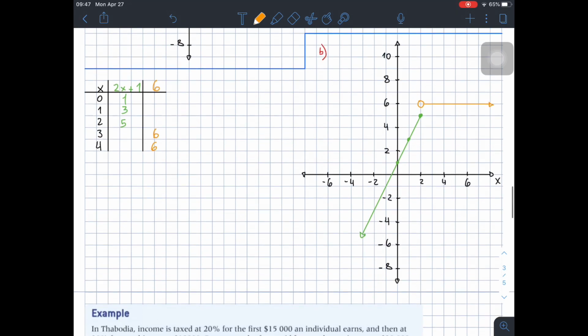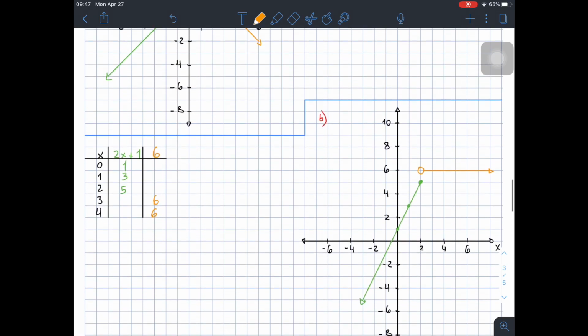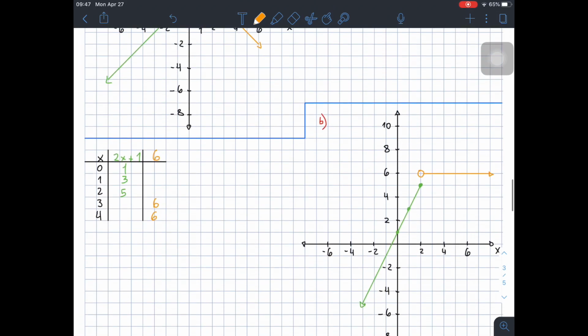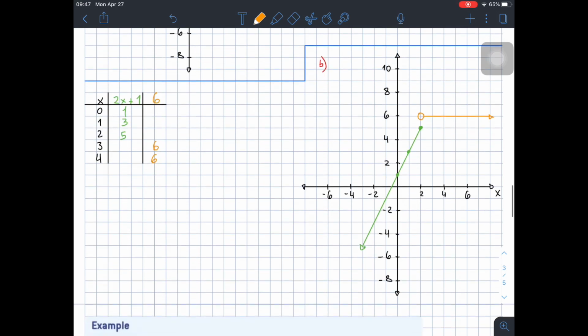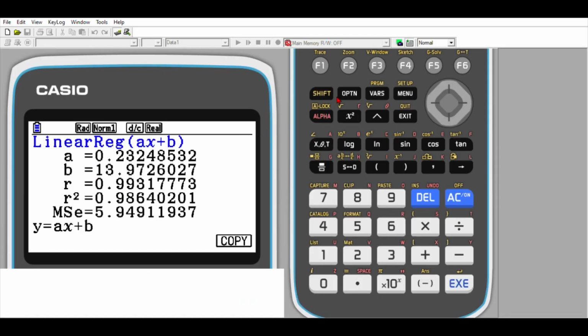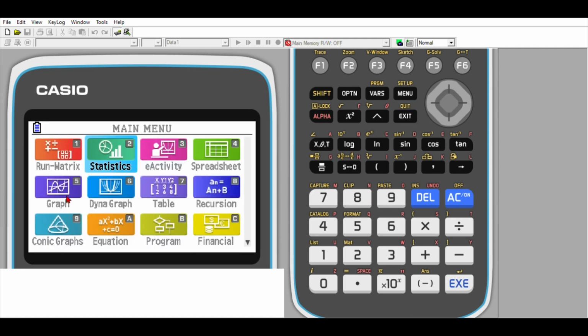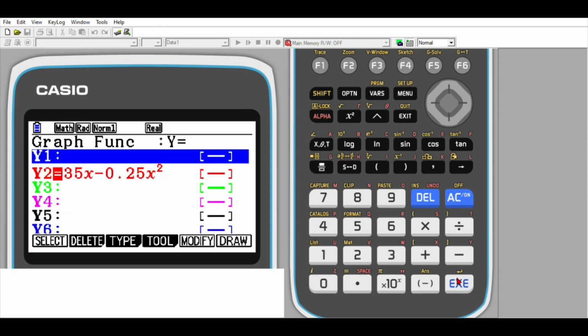Finally, I'm going to use this second example in order to show you how to plot a piecewise function using your calculator. So let me go back to the calculator for a second. Let me go back to menu. We want to graph the piecewise function. So you're going to go to menu graph, right? Menu graph. And let me erase this.